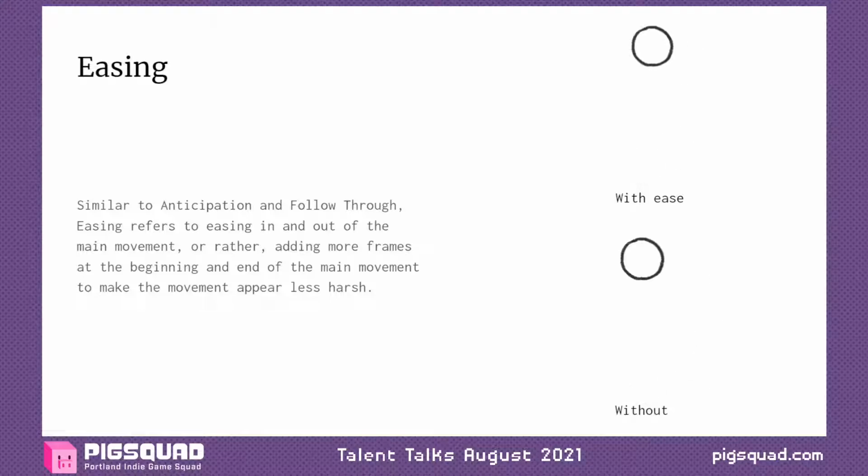Next, another basic to have in your back pocket is easing. It's similar to anticipation and follow through, but it happens in a different spot. Easing refers to easing in and out of the main movement of the animation, or rather adding more frames at the beginning and the end of the main movement to make the movement appear less harsh. It's different from anticipation: the ball isn't moving back before it moves forward, but you can see that it takes a little bit longer to go into the main motion and a little bit longer to ease out of it than the example at the bottom that does not have any easing.